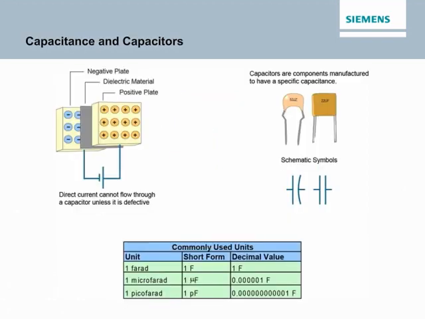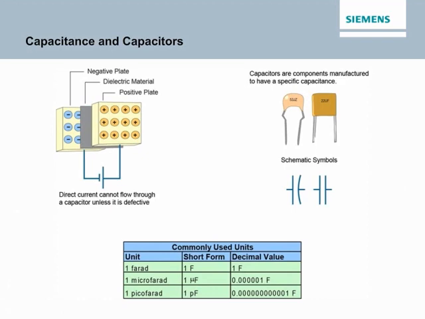Capacitance is a measure of a circuit's ability to store an electrical charge. A device manufactured to have a specific amount of capacitance is called a capacitor. A capacitor is made up of a pair of conductive plates separated by a thin layer of insulating material. Another name for the insulating material is a dielectric material.